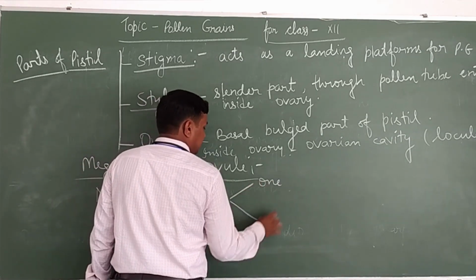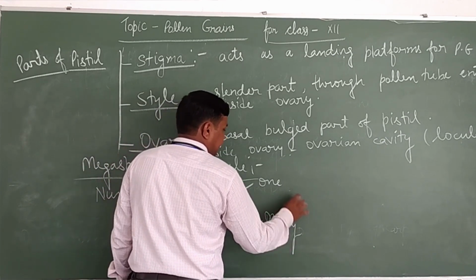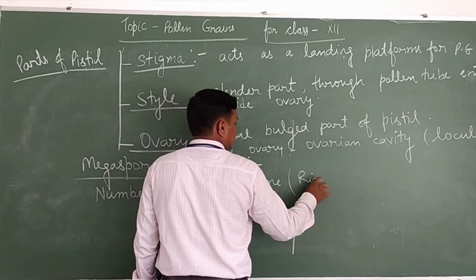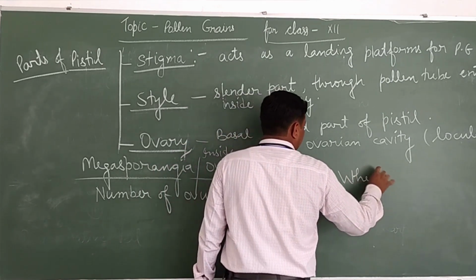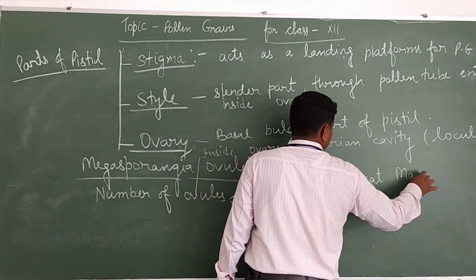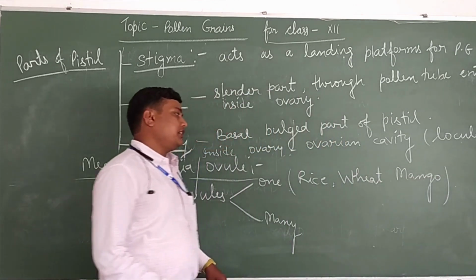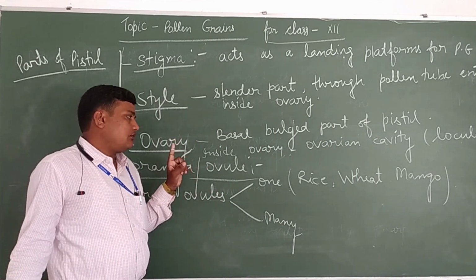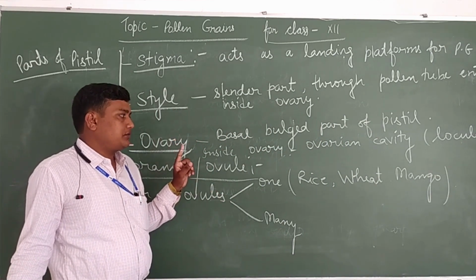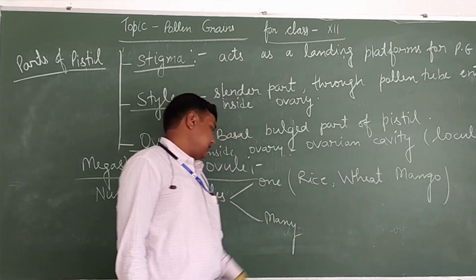One ovule or many. Like rice, wheat, and mango, we get one seeded plant, one seeded fruit. One seeded fruit is the mango, wheat, and rice.